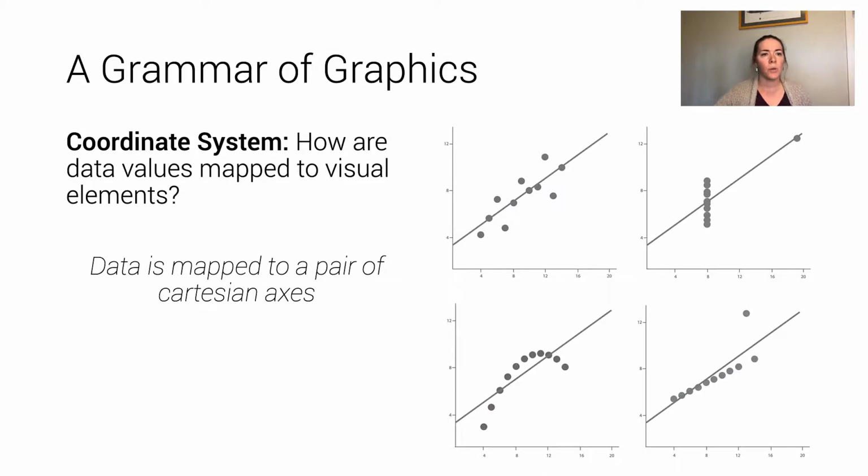Finally, we have our coordinate system. So this is thinking about how our data are mapped to different positions on our chart. So in the case of these scatter plots, we are mapping our data according to a Cartesian axis. But in the case of other kinds of representations, we often see things like polar coordinates, where we're mapping things to radial axes.